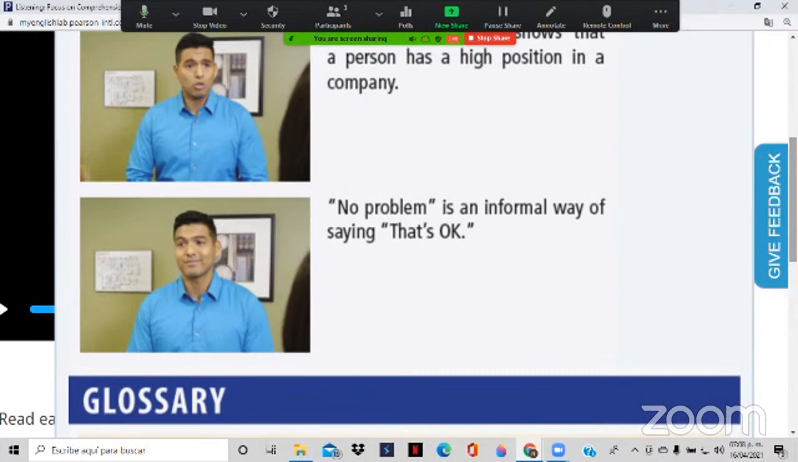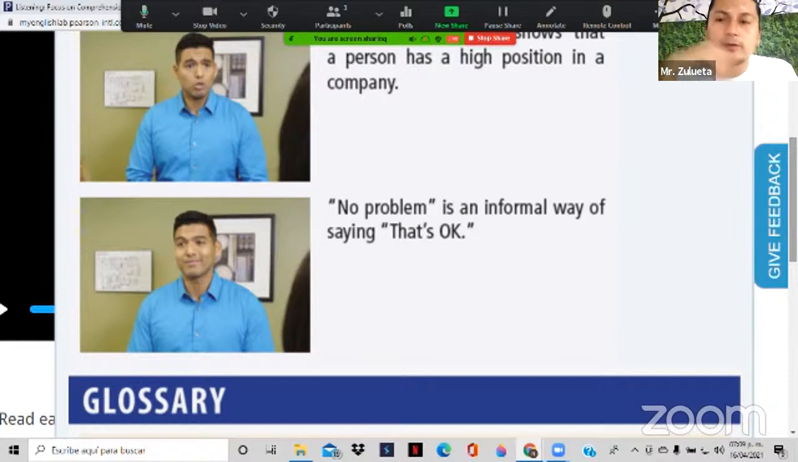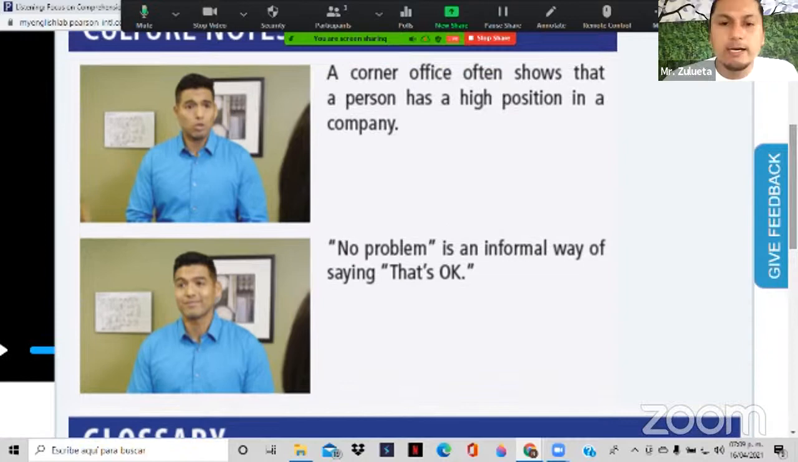Okay, no problem is an informal way of saying that's okay. That's okay, no problem, good. I've heard Americans like to use it in a Spanish manner. For example, no problemo, no problemo, okay?